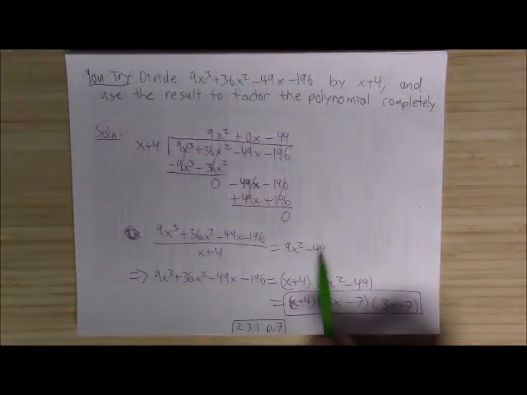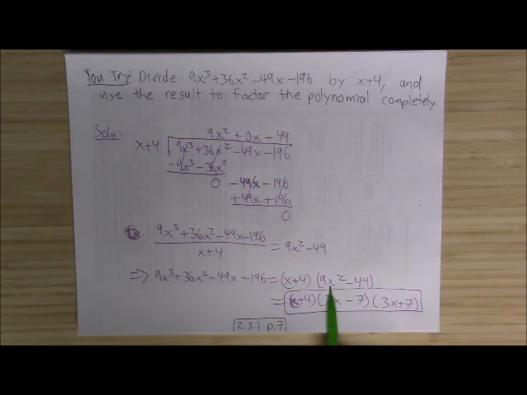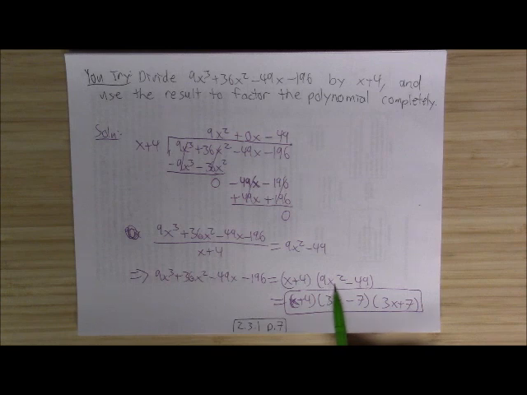I end up with this as my answer, but then I see I can multiply both sides by x plus 4 to get to here. But what I can then do is, since I already have this partially factored, I can factor this term the rest of the way because it's a difference of squares, right? That's 3x quantity squared minus 7 squared. So factoring the difference of squares, I end up with this as the total factorization.